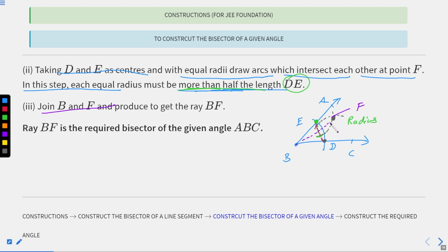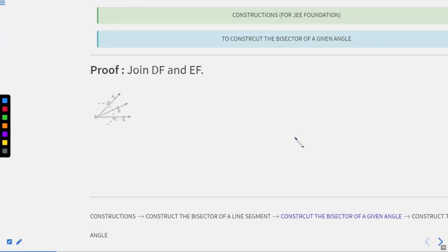Joining B and F, we will get our ray BF, which is our required bisector of the given angle ABC. Okay, I hope the diagrams are clear enough that you can see how we are constructing things. So let's move on to the next.